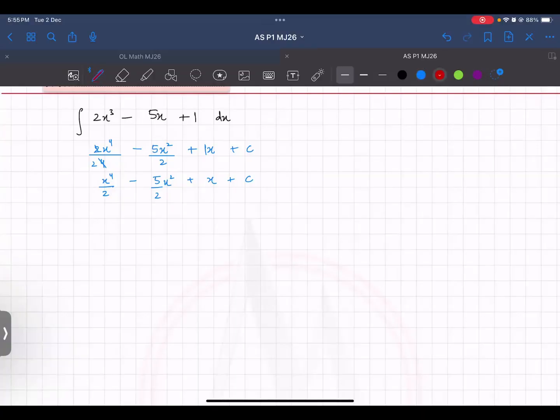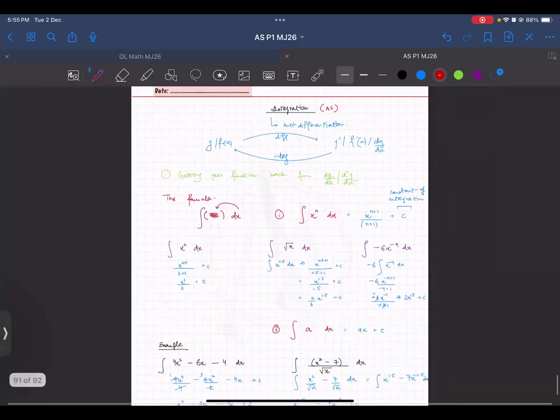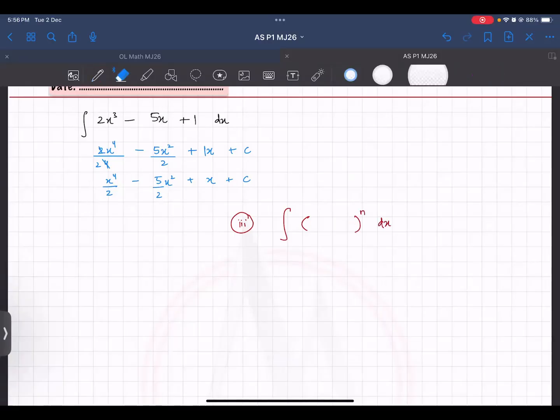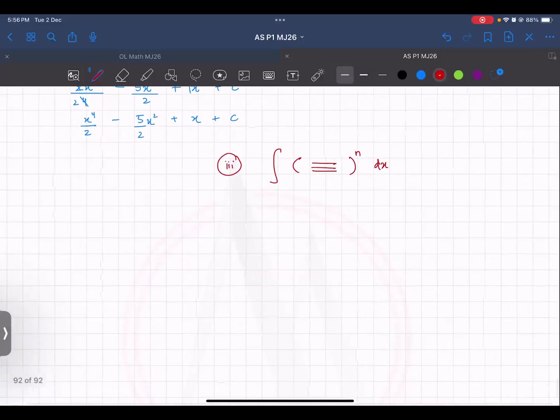And now the last formula to learn for integration. If you have the integral of a bracket raised to the power n, in fact, it can be anything inside the bracket. Whatever is inside the bracket doesn't matter. You will do it the same way. So the bracket is raised to the power n, and the inside of the bracket is a function of x. Okay, it's something with x.